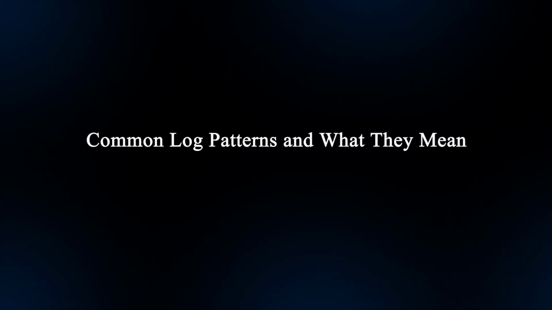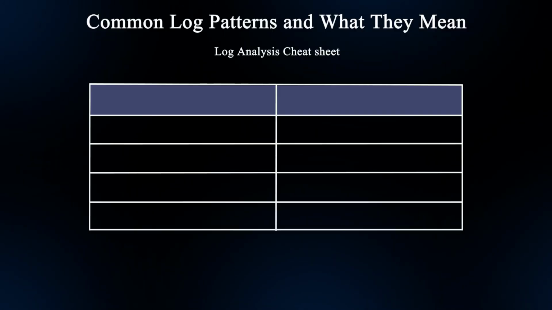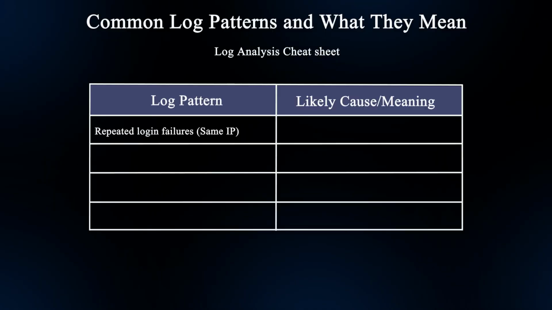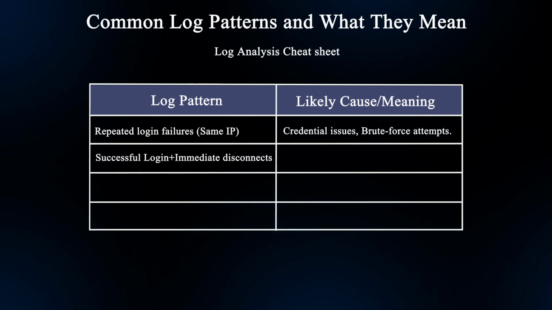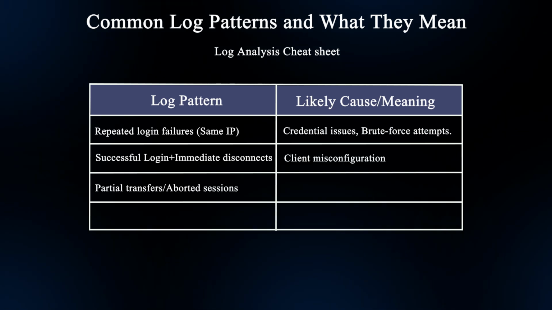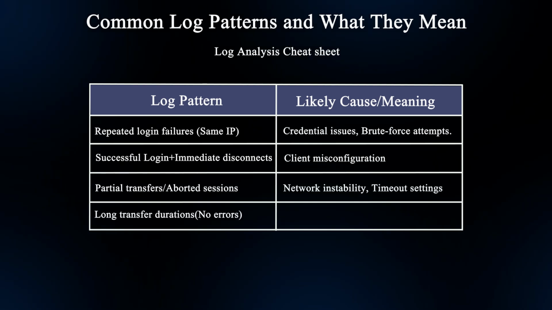Common log patterns and what they mean. Some patterns show up repeatedly. Repeated login failures from the same IP usually point to credential issues or brute force attempts. Successful logins followed by immediate disconnects often indicate client misconfiguration. Partial transfers or aborted sessions may suggest network instability or timeout settings. Long transfer durations with no errors usually mean bandwidth limits or disk I/O constraints. The key is not single entries, but patterns over time.